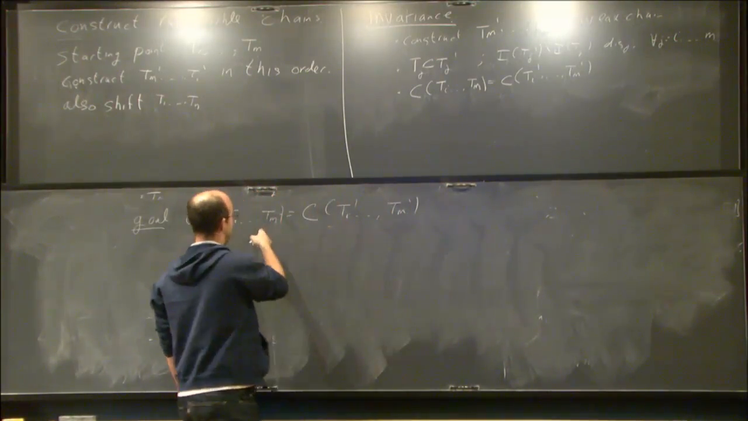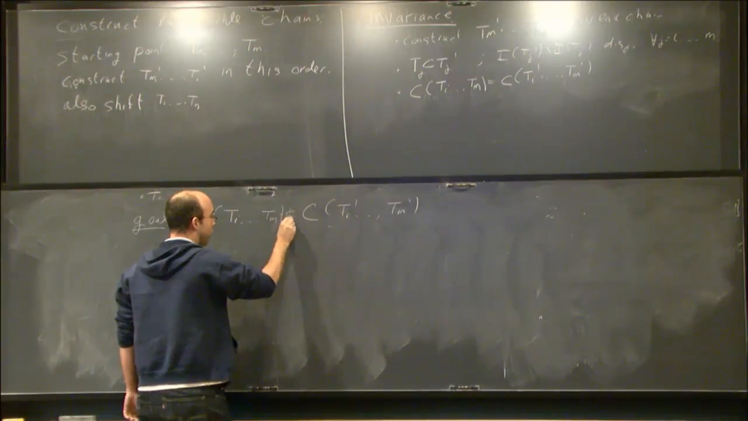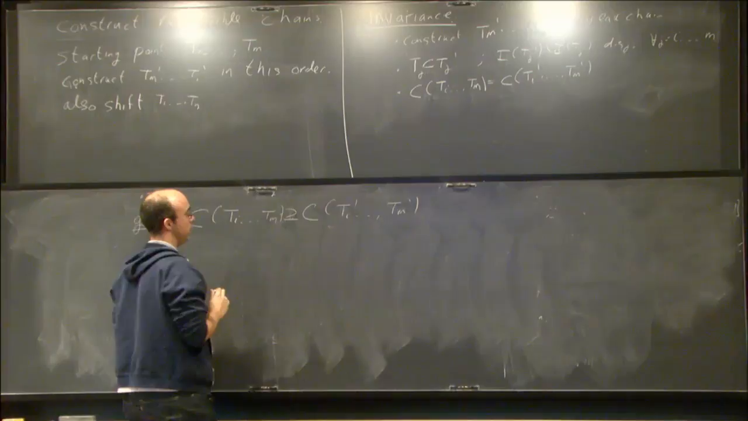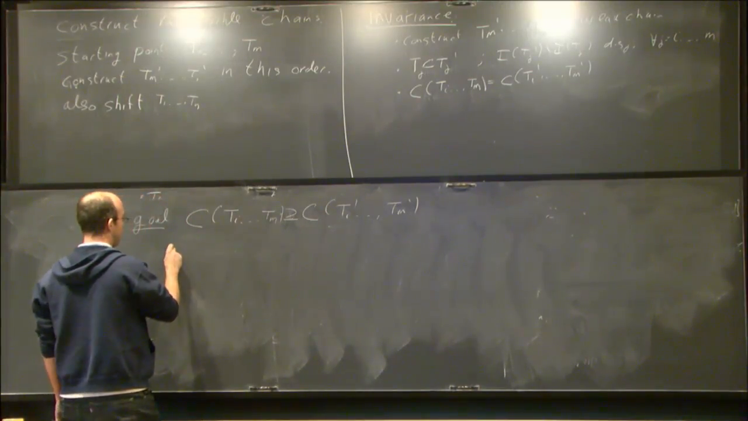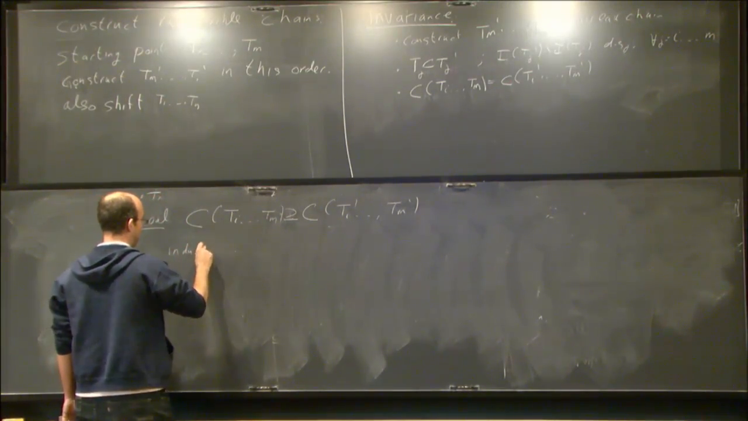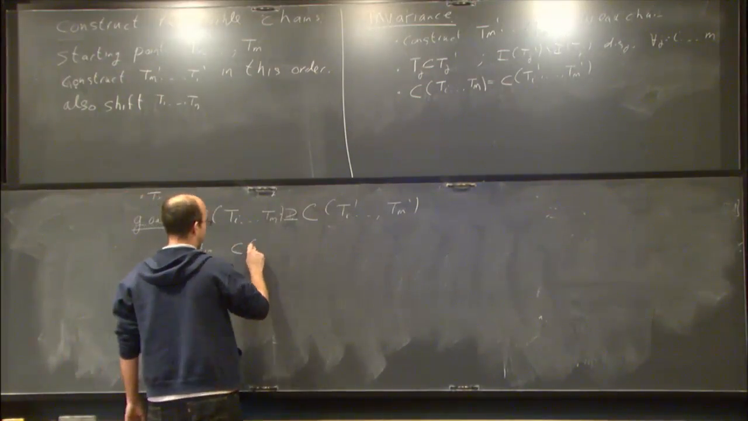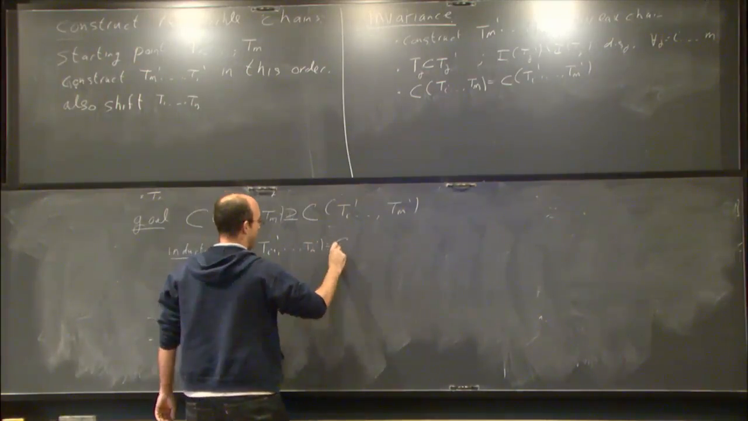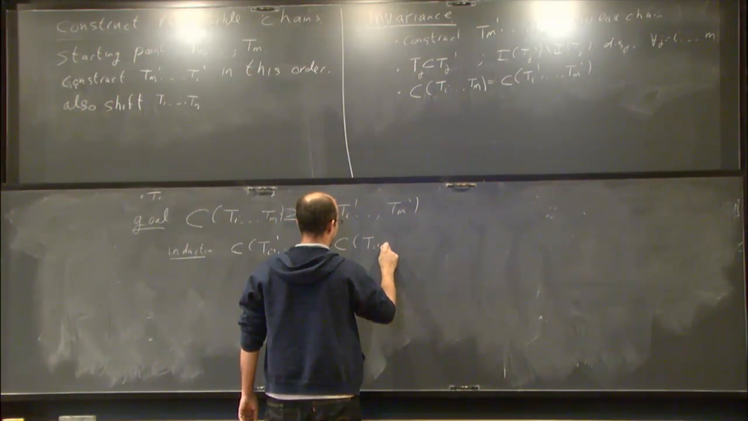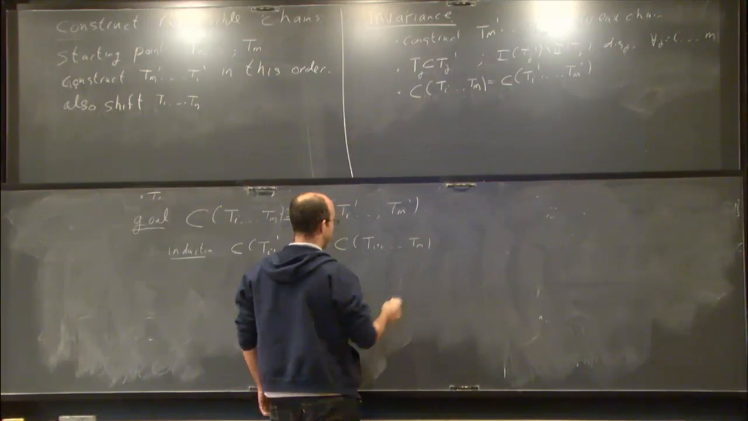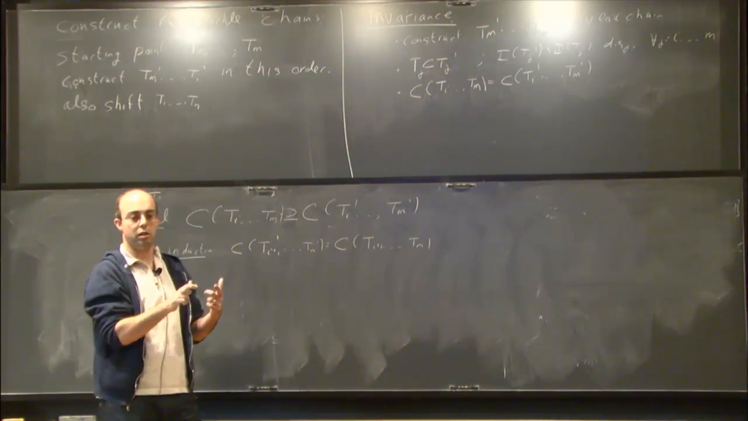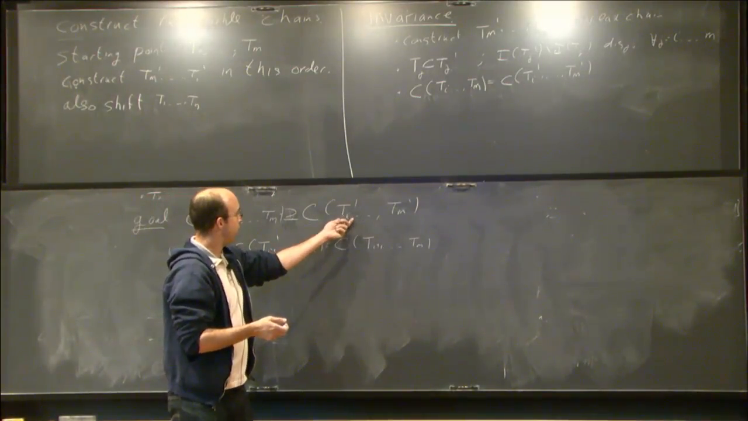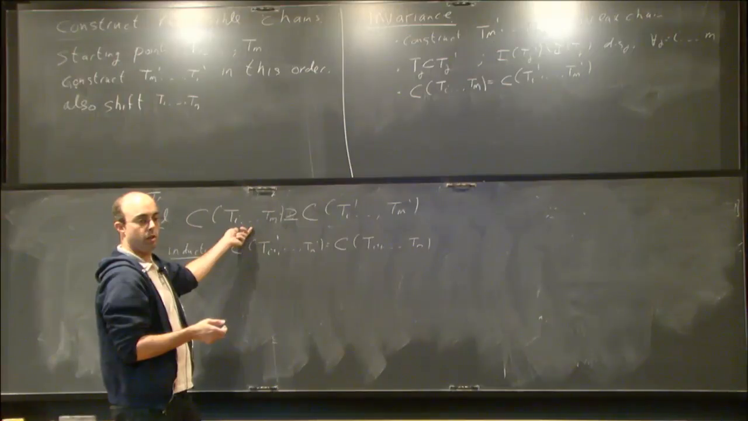These are bigger than that, so this direction is obvious. What we want to show is the other direction. So what do we know? Well, we know by induction that the cube defined by Ti plus 1 prime up to Tm prime equals the cube defined by Ti plus 1 up to Tm. And this didn't change as we shifted them by the same direction. So all that we have to show really is that Ti prime is contained inside this cube.